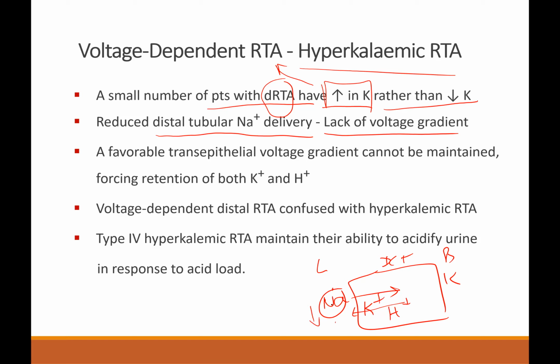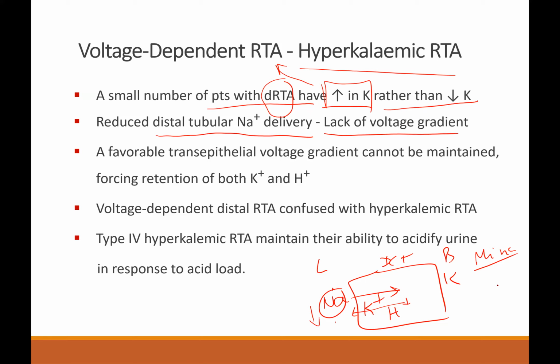Voltage dependent distal RTA is confused sometimes with the previous condition, the hyperkalemic RTA, which is the mineralocorticoid receptor problem or mineralocorticoid blocker use or renin conditions or ACE inhibitors and things like that. This has got nothing to do with the mineralocorticoid RAS mechanism, but here there is less sodium in the lumen, so potassium and hydrogen cannot be exchanged. Type 4 hyperkalemic RTA maintains the ability to acidify urine in response to an acid load.